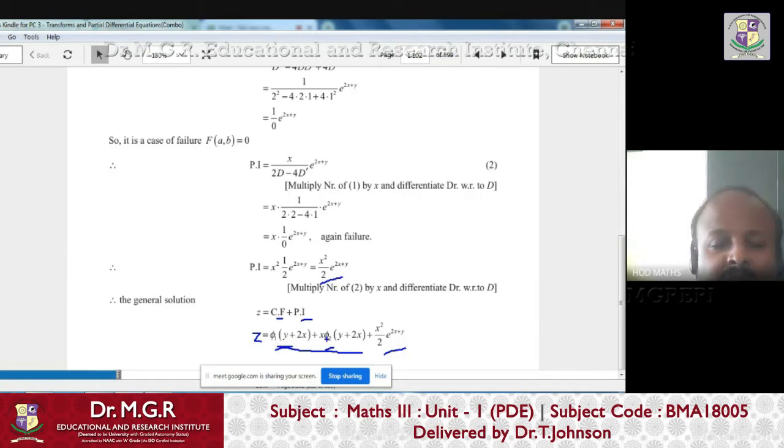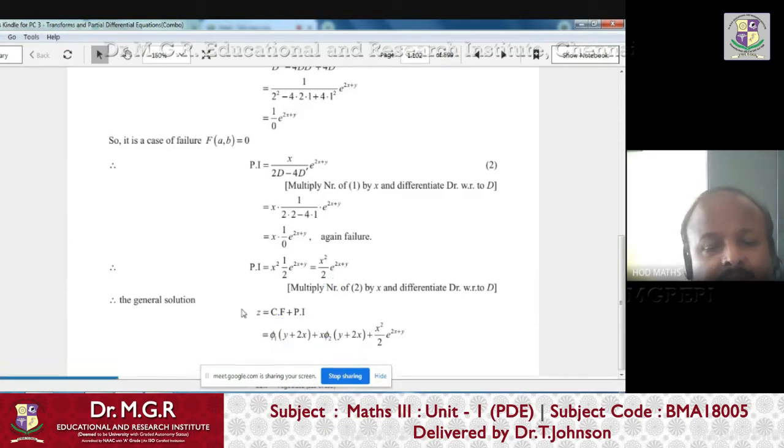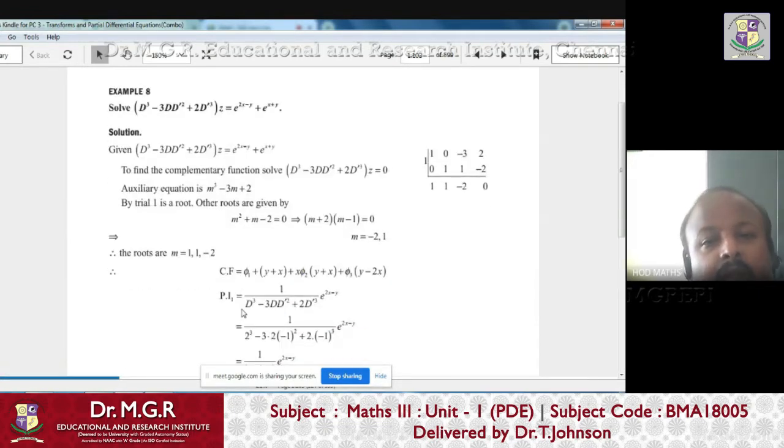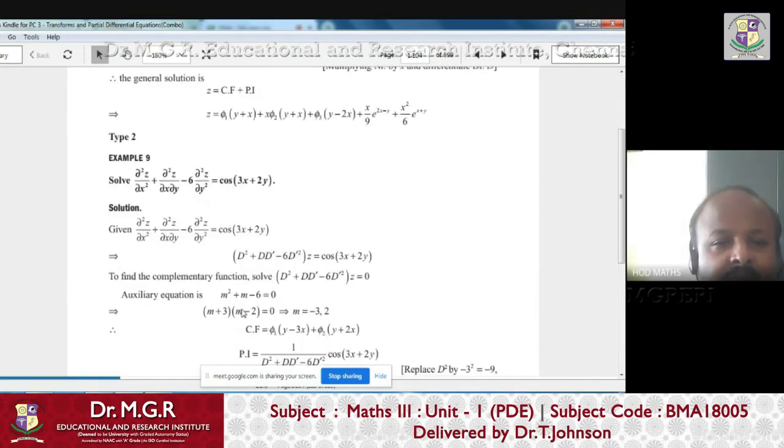So in this manner, if the right hand side is exponential form, you have to work it out. Now we will see the next thing, that is right hand side in trigonometry form. Right hand side is in trigonometry form. So I will take an example, so you can see an example.